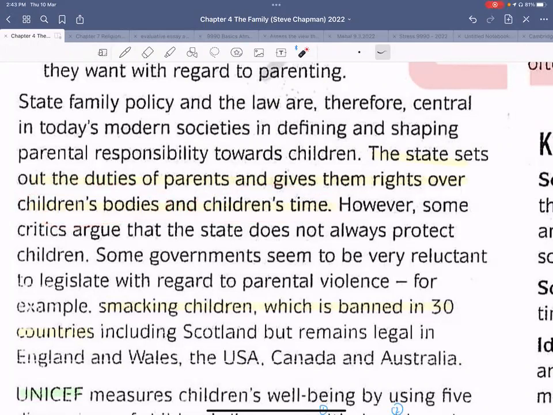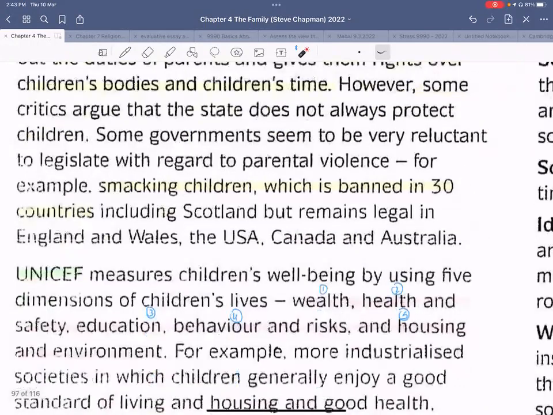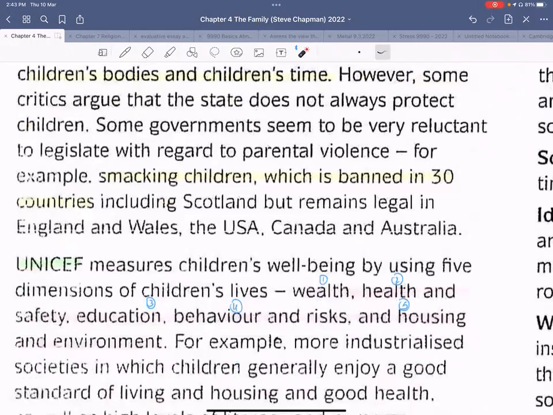However, some critics argue that the state does not always protect children. Some governments seem to be very reluctant to legislate with regard to parental violence. For example, smacking children, which is banned in 30 countries. Pakistan isn't one of them. Including Scotland, but it remains legal in England and Wales, the USA, Canada, and Australia.